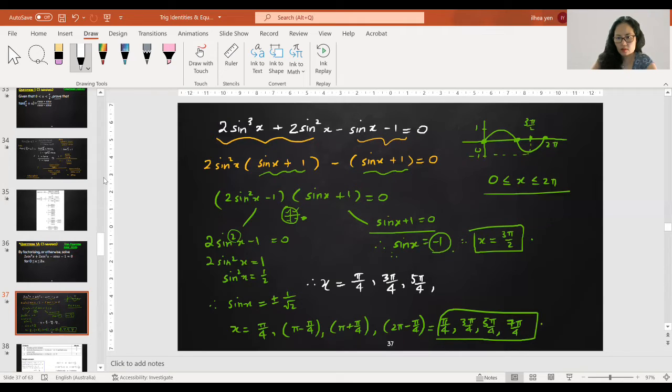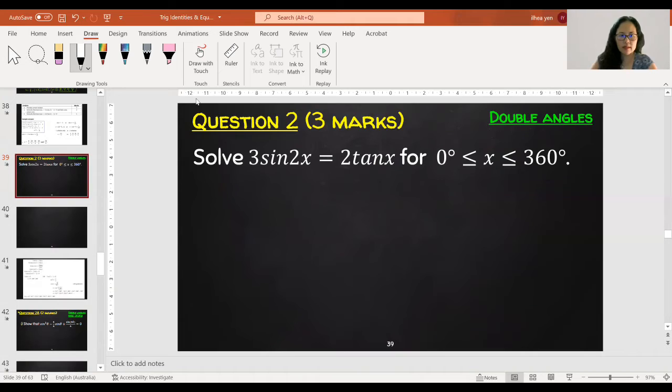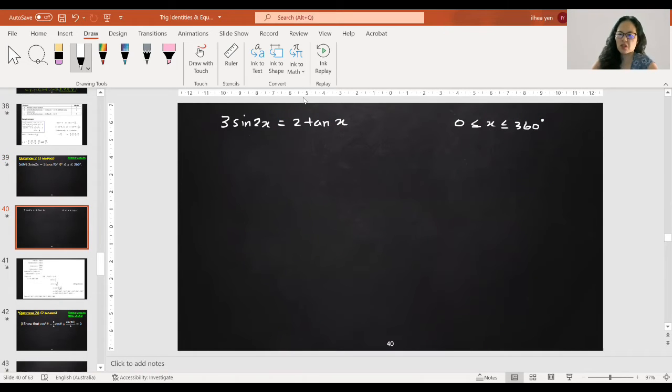So that 3π/2 belongs here and 7π/4. So these are my solutions. Next question. So we've got to use double angles now. It's not in a pi form, so we can just use the degrees.